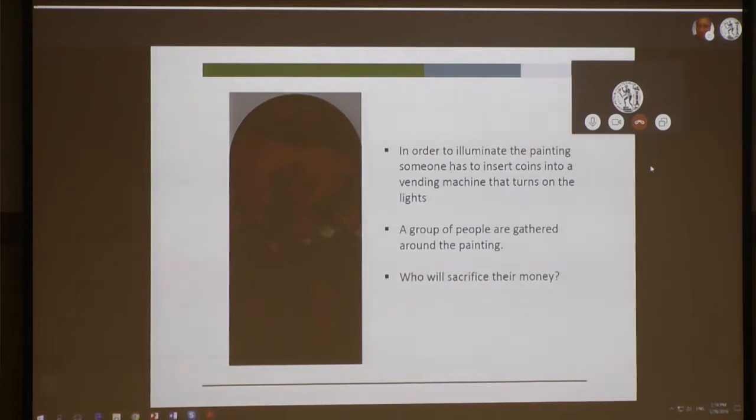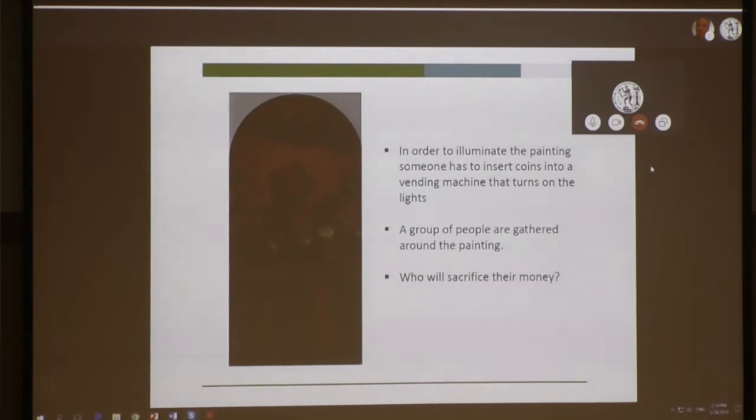The other thing is there's this vending machine right in front of that painting. You can drop a coin into this machine if you want, and then a light is going to turn on, it's going to illuminate the painting, and everybody can see the painting. Now imagine a group of people standing in front of that painting, gathered around it, and someone now has to drop a €2 coin to illuminate the painting. The question is, who's going to do it?